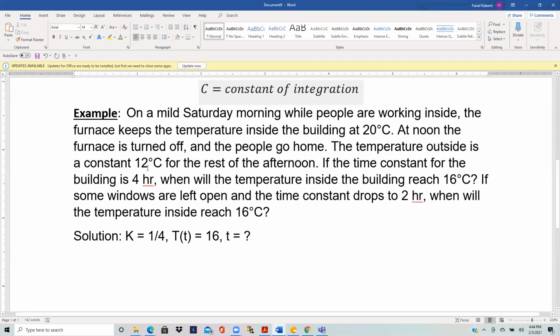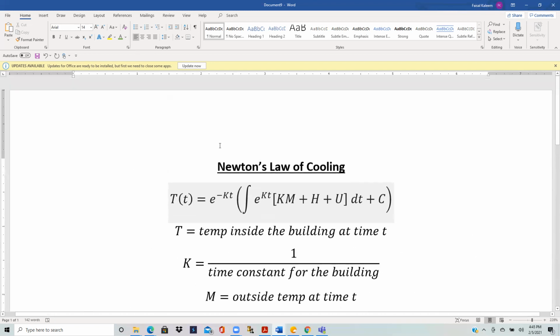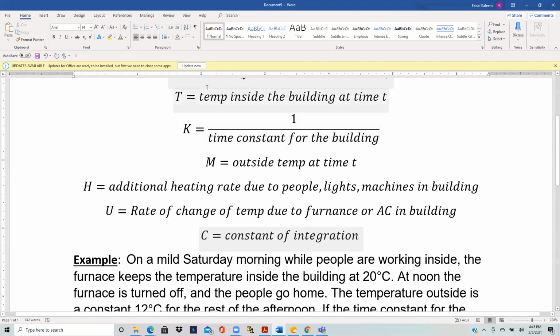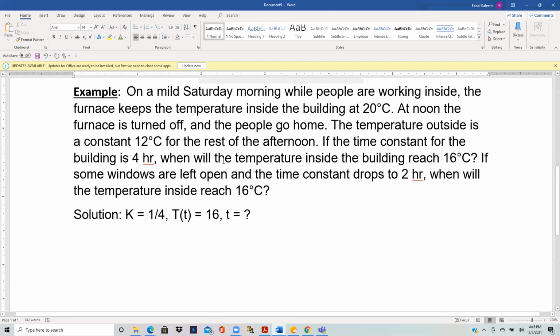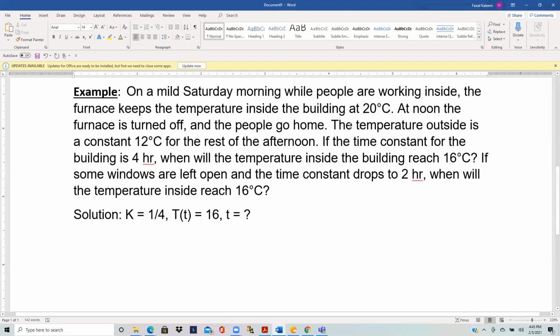And now let's figure out the other things. So T is the temperature. M is the outside temperature at time t. So the temperature outside is constant, which is 12. So M is equal to 12.